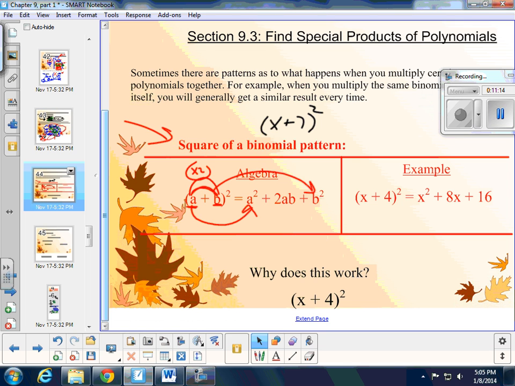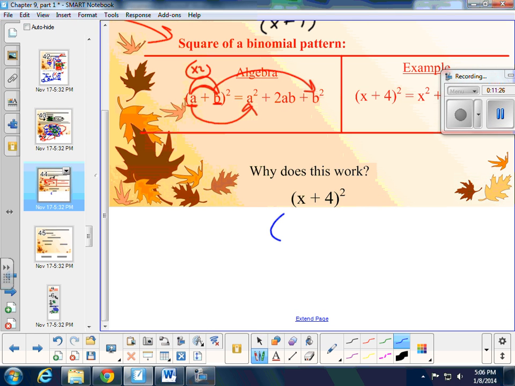So x plus 4 squared. So again, if you're going to do it the long way using the table method or FOIL method, you wouldn't necessarily have to know this shortcut. You could write this out though as x plus 4 times x plus 4. And that gives me x squared. And x. And the last terms would give me 16. So I get x squared plus 8x plus 16.